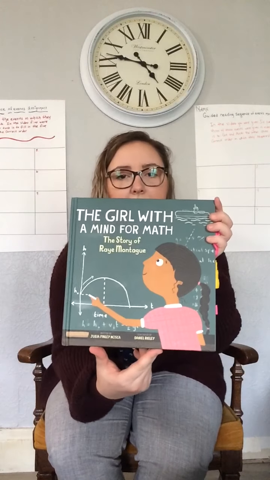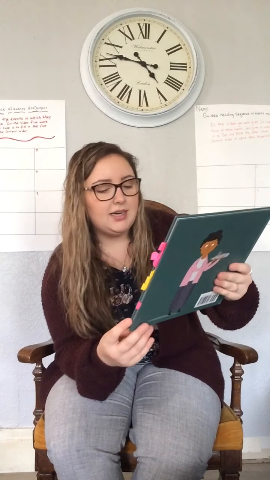So, a little background information on the book. We are going to be reading The Girl with a Mind for Math, the story of Ray Montague, written by Julia Finley Moscow and illustrated by Daniel Riley.